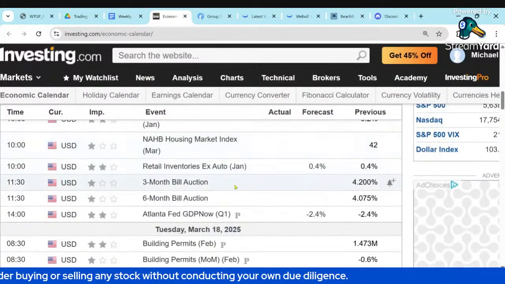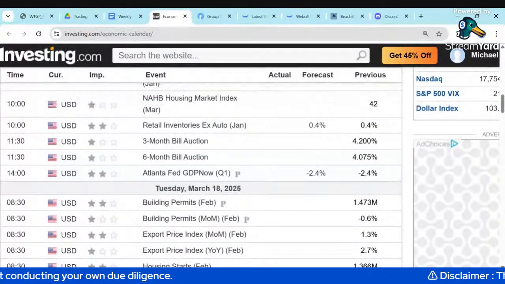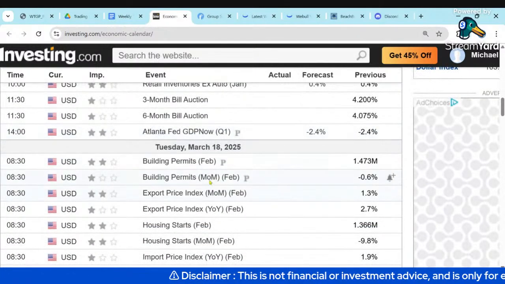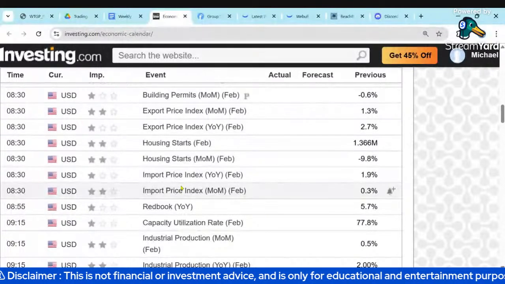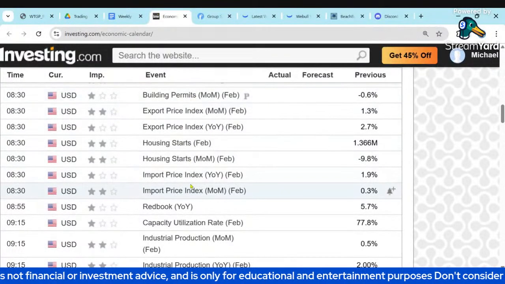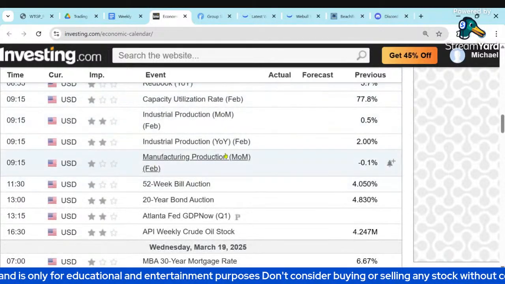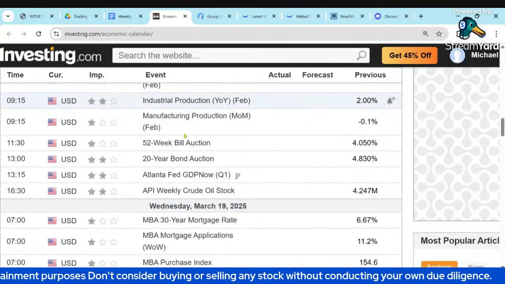Inventories expected to be up. I think a lot of retailers are probably trying to front run the tariffs. So in my humble opinion, I think inventories are going to be up. Building sector, housing starts. We'll see if the lower mortgage rates are benefiting the housing sector at all. Industrial production, see if we're getting further weakness in manufacturing and industrials.